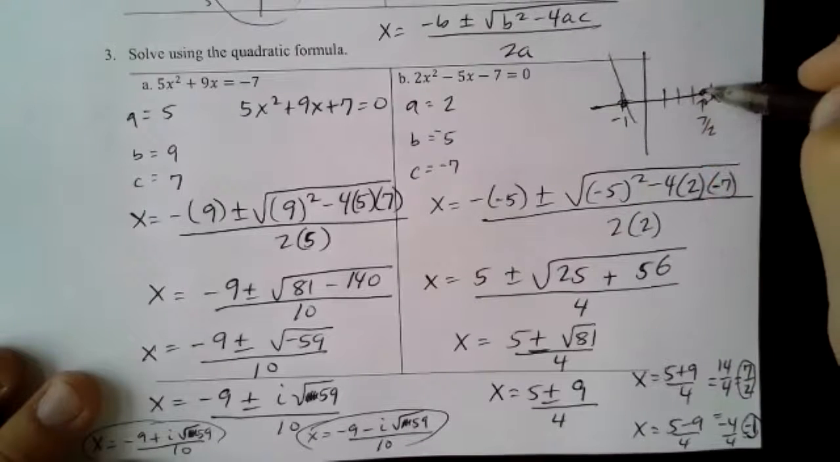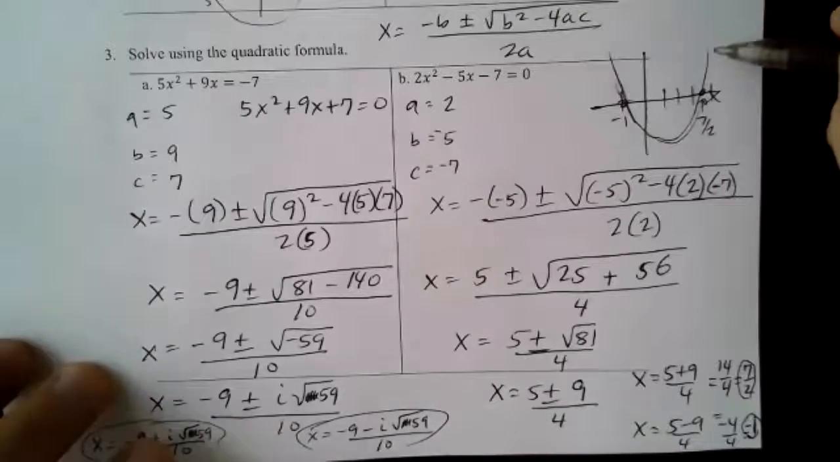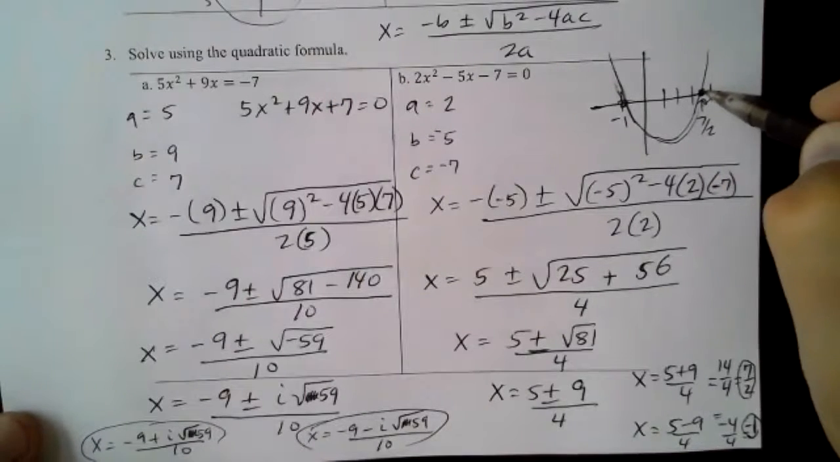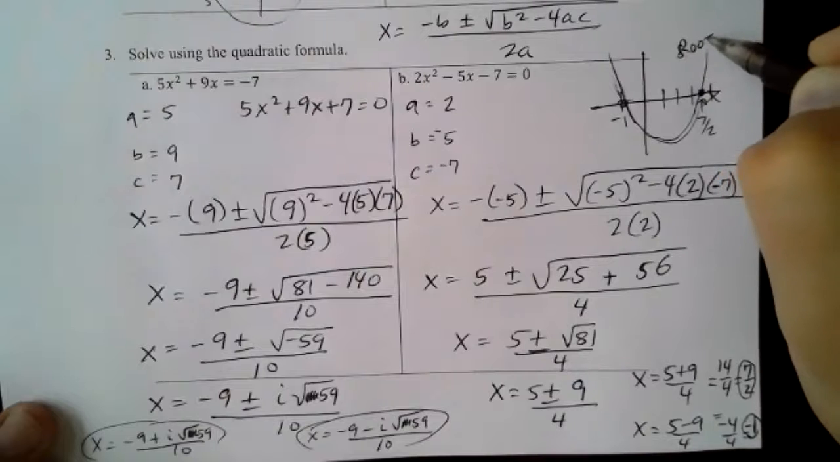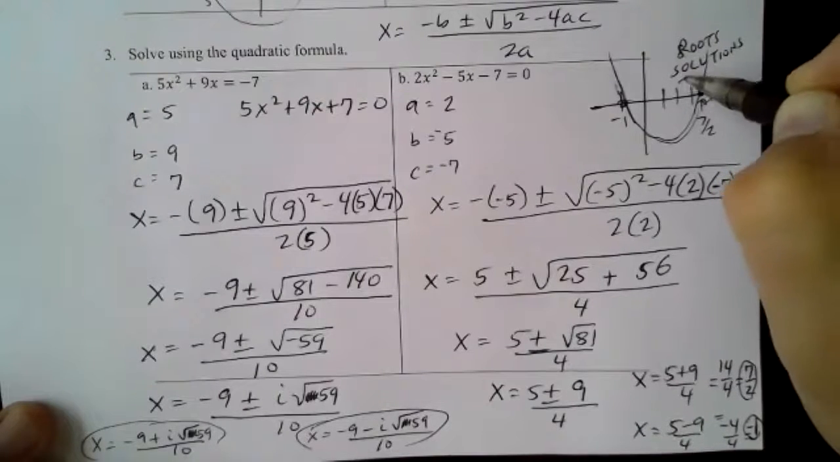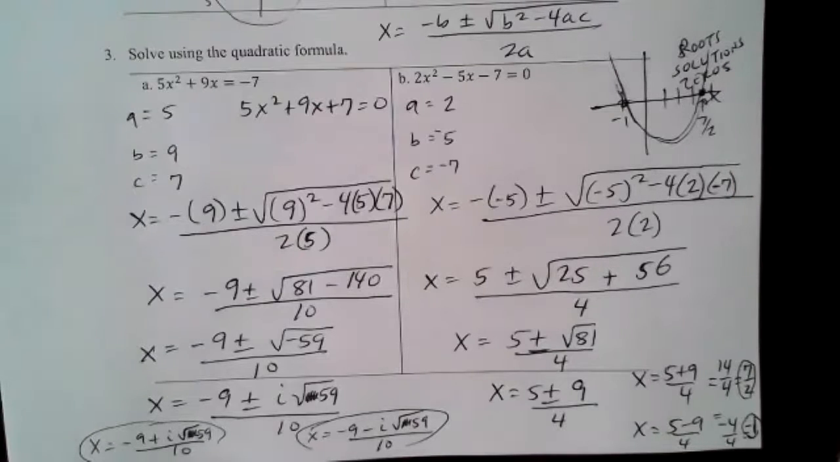This goes in an upward form because the a is positive. This a right here is positive, so it goes up. So this is where it crosses. This is the roots, the solutions, the zeros. That's what you call them. All right, so there's two solutions there, okay?